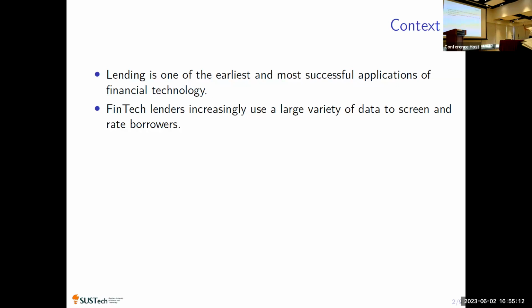And if you want to define fintech lending, I would argue there are often two features that come into play. One is that fintech lending is often trying to be peer-to-peer and cut out an intermediary. That is not what this paper is about. But the second feature is there's an increasing use of data, right? An increasingly large variety of data that's used to screen and rate borrowers.